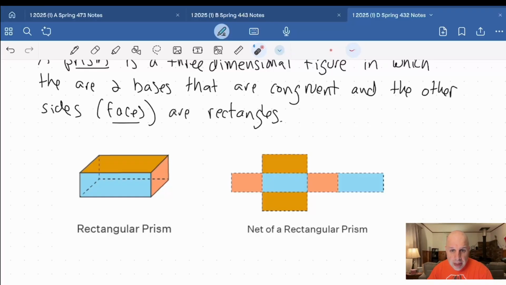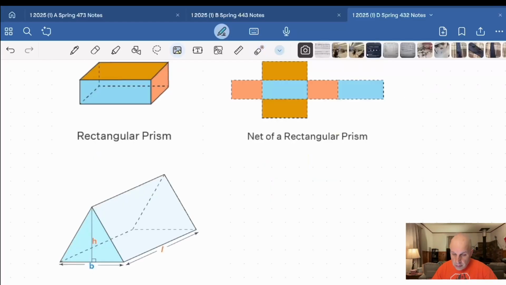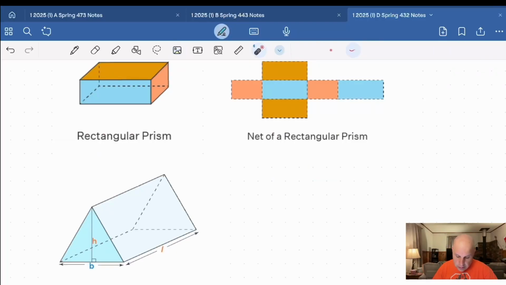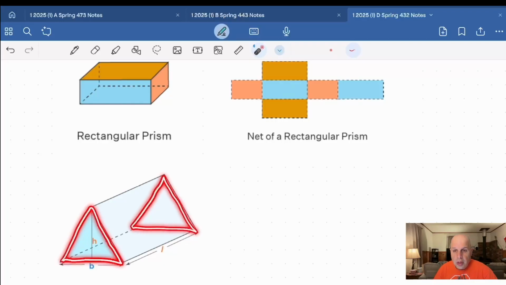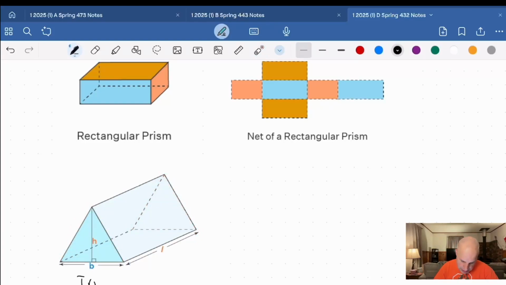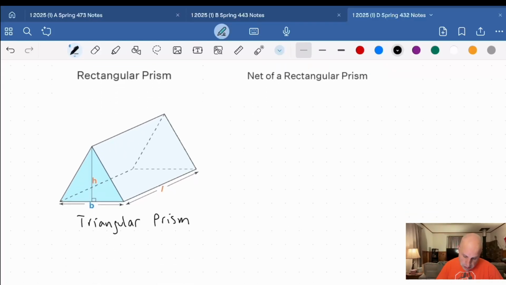We'll talk about how to do that in a moment, but the next thing I want to talk about is another type of prism called the triangular prism. Here's an example of a triangular prism. It's called a triangular prism because the two bases are triangles and they're congruent. This triangle right here and this triangle right here. Notice that in both types of these prisms, the rectangular prism and this triangular prism, those two bases are opposite each other. They're opposite and parallel.